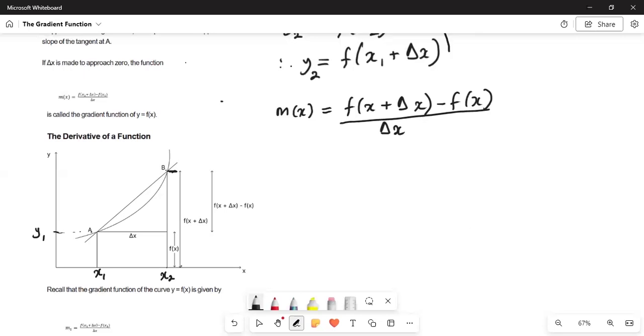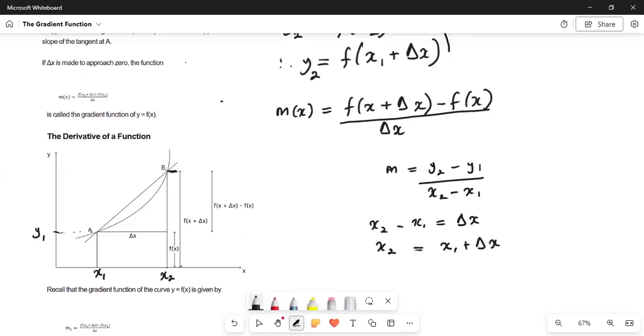Why? We said earlier that gradient m is y2 minus y1 over x2 minus x1. And if you replace this x2 minus x1 with delta x, x2 minus x1 equal to delta x, then if you make x2 the subject, that would be x1 plus delta x. So based on what I say here, if I trace this to this point, this is my y2. In other words, from the origin all the way to this point gives us a value of y2. Y from the origin to this very point is y1.